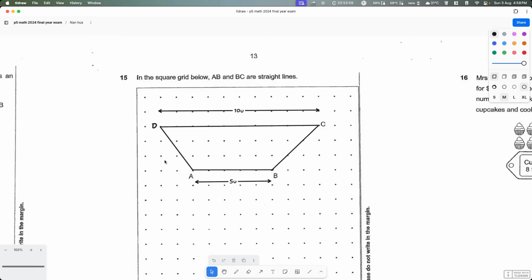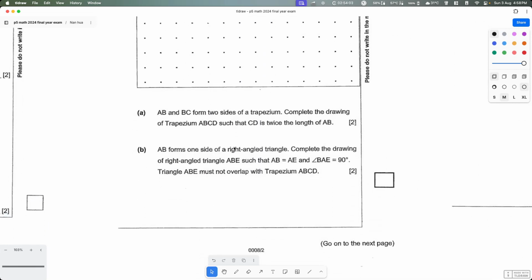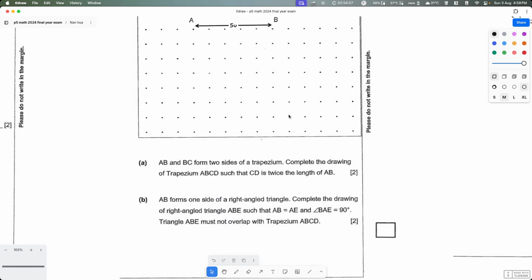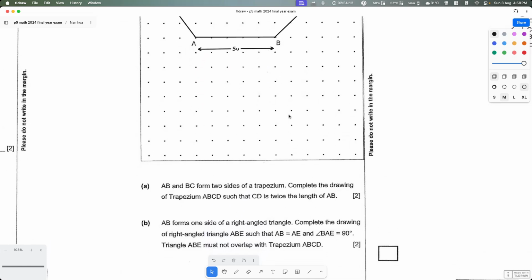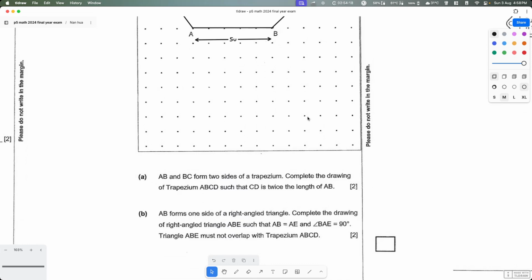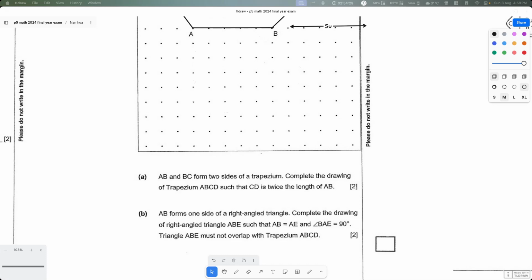Right, so 5 units, 10 units, they must have one side to be parallel. AB forms one side of the right angle. Complete the drawing of the right angle ABE such that AB is equal to AE and BAE is 90 degrees. Triangle ABE must not overlap with triangle ABCD. So that means it's something like this, right? It should be drawn over here. So let's do that.